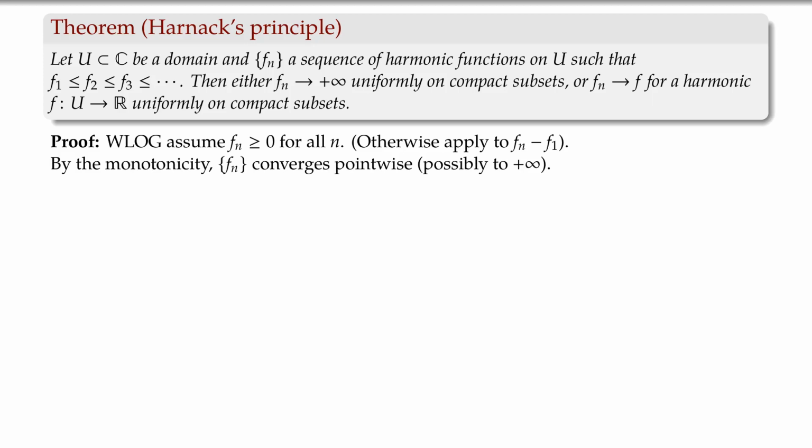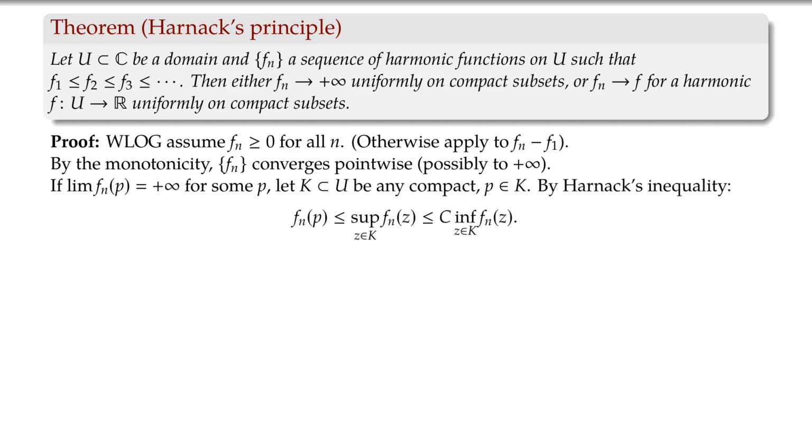Now, monotonicity says that pointwise you get some sort of convergence, possibly to infinity. So you get convergence to some real number or plus infinity. Now, if the limit is plus infinity at some single point p of U, then let K be any compact set that includes p.